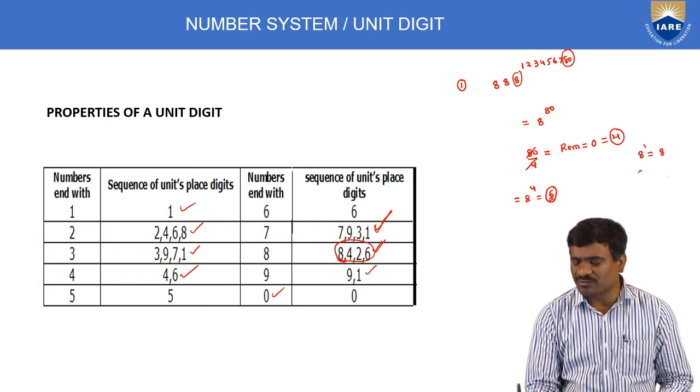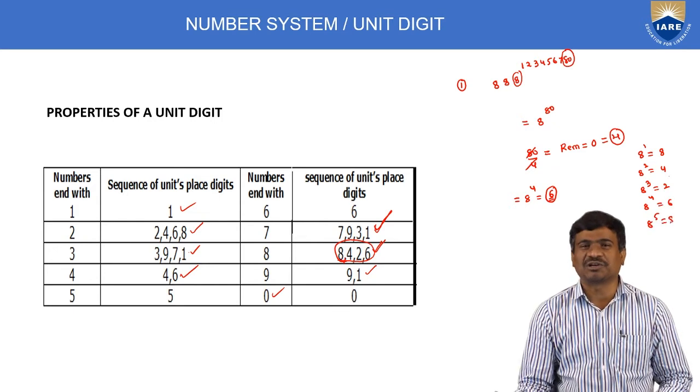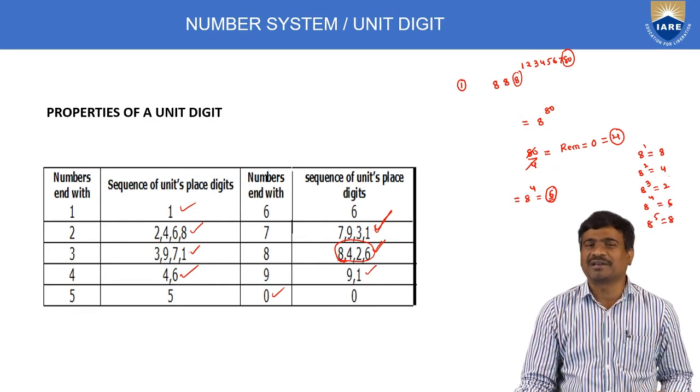8 to the power of 2 is 4. 8 to the power of 3 is 2. 8 to the power of 4 is 6. 8 to the power of 5 is 8. It is just multiplication: each term is multiplied by 8.